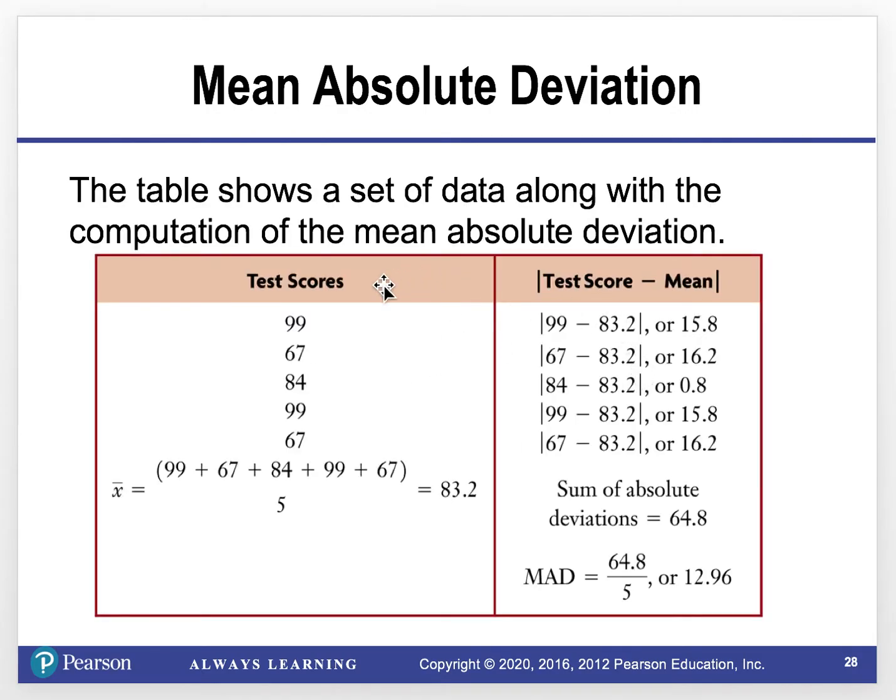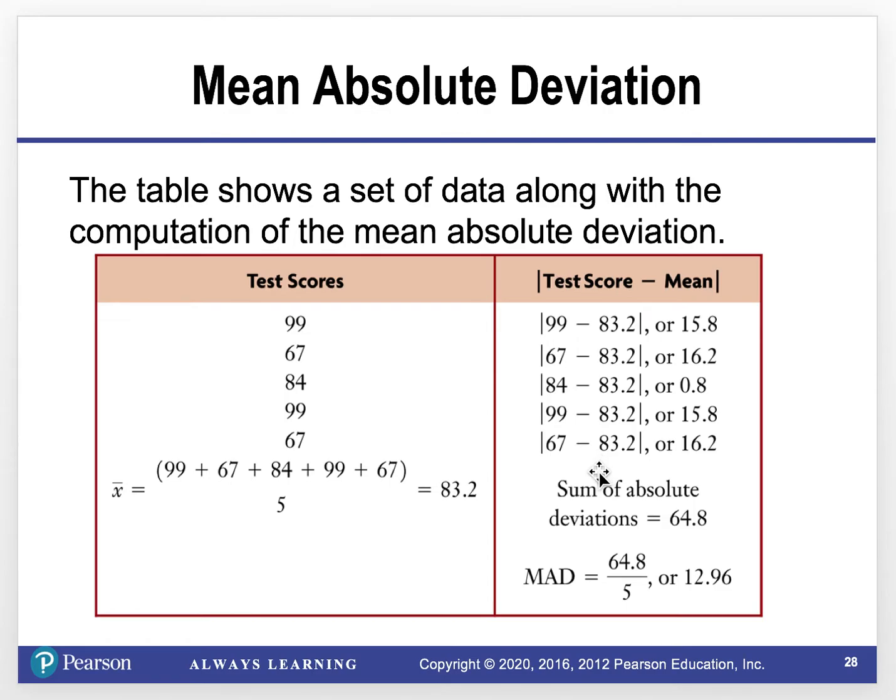What we're going to do to calculate either one is make a table. So here's what you do. First, you list all of your scores, all of your data points. This one happens to be test scores. Then you find the mean. Then I'm going to subtract the mean from every single data point and take the absolute value.